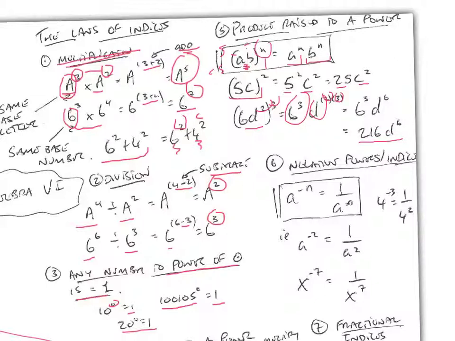Then sometimes I may have numbers or letters with negative powers, to the minus 2 or whatever. So if I have a to the minus n, the answer is, it's the same as 1 over a to the n. So a to the minus 2 is the same as 1 over a squared. X to the minus 7 is the same as 1 over x to the positive 7. 4 to the minus 3 is the same as 1 over 4 to the positive 3.